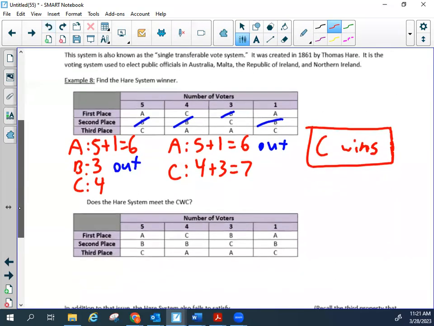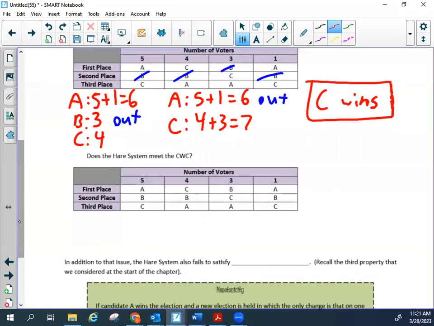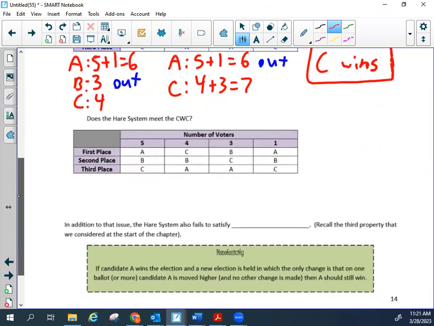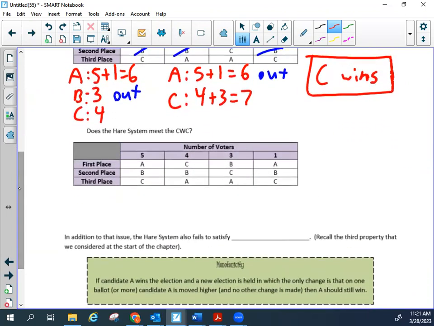Does the Hare system meet the CWC? If you need a refresher on the CWC, it's at the very beginning of this method, the Condorcet winner criterion. And that basically means, am I going to get the same winner if I use Condorcet's method? So using Condorcet's method, we'll start with A versus B. We know that with Condorcet's method, it doesn't really matter who we start with. So A beats B in 5 votes in the first column. B wins 4 votes from the second column. B wins 3 more votes from the third column. A wins a vote from the last column. B wins 7 to 6.